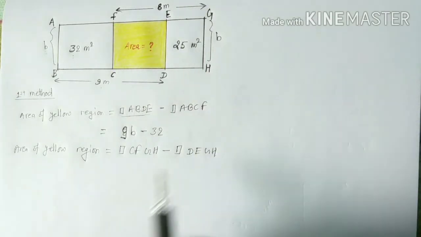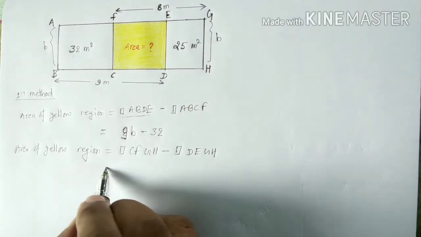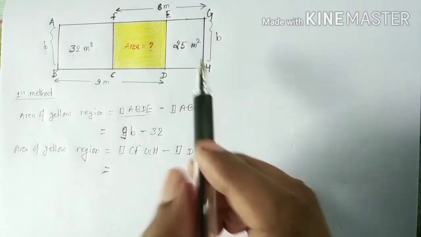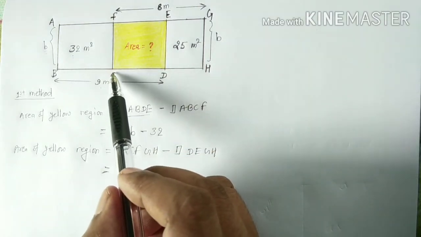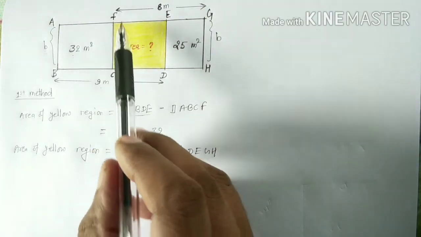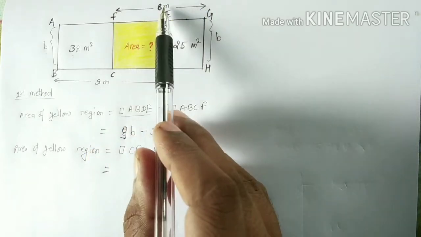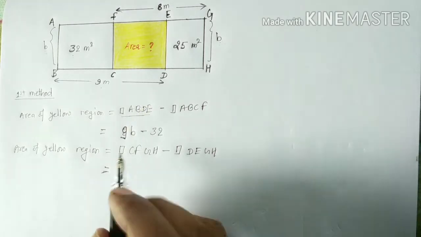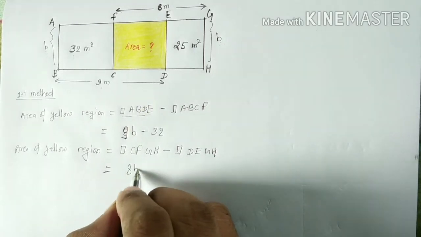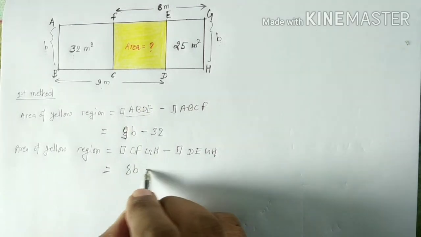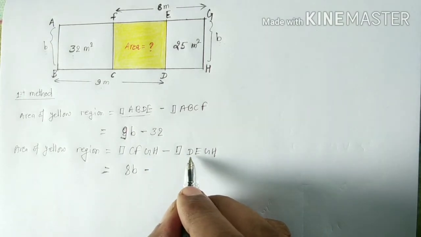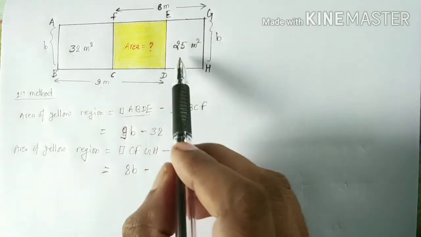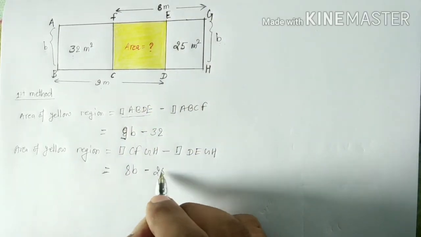Now let's find the area of CFGH. If we see the rectangle CFGH, then we can see its length is 8 meter and its breadth is b. So we have its area as 8 times b, and then minus the area of rectangle DEGH. Area of rectangle DEGH we have here as 25. So we'll write here 25.